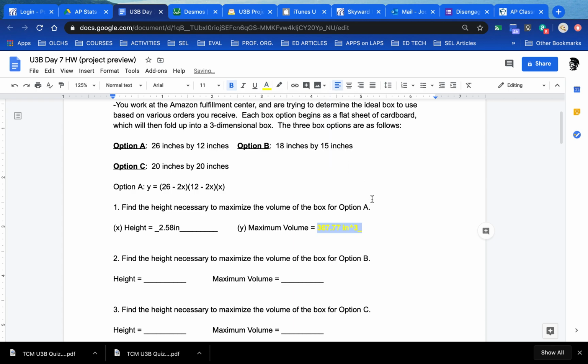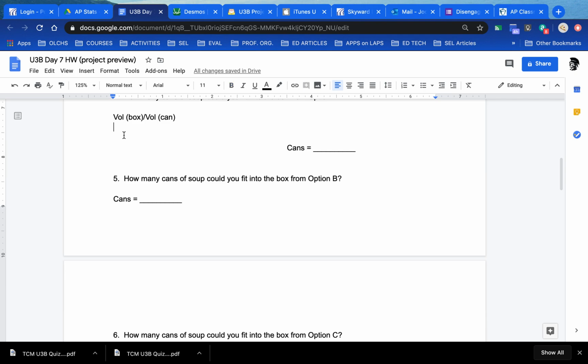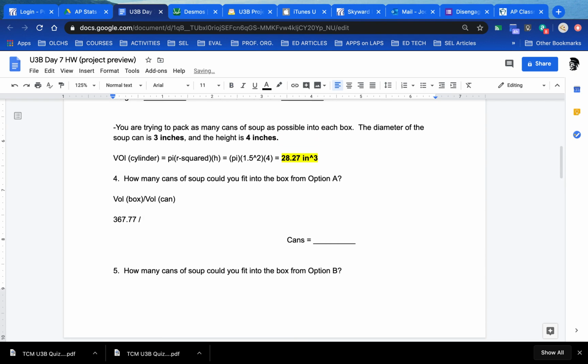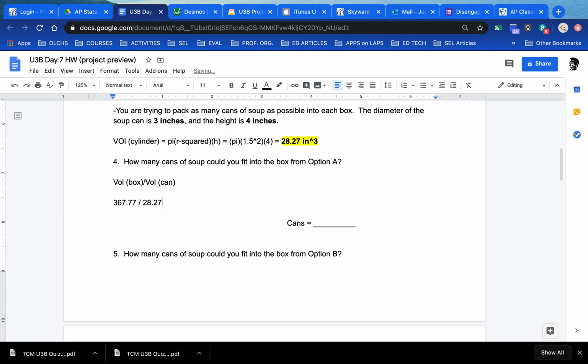367.77. Oh, that looks cute. 367.77 divided by 28.27. And that's going to tell you the number of cans. So big volume divided by small volume will tell you how many cans you could fit into this.